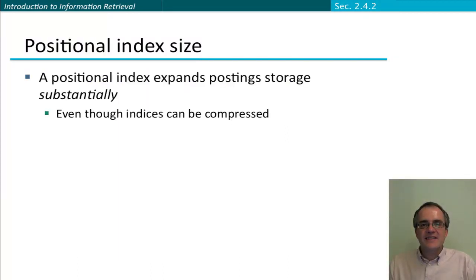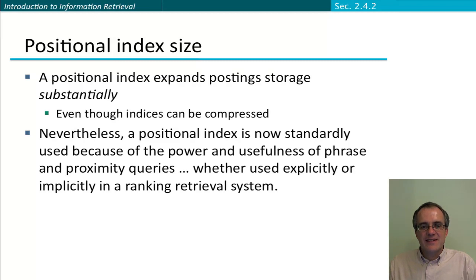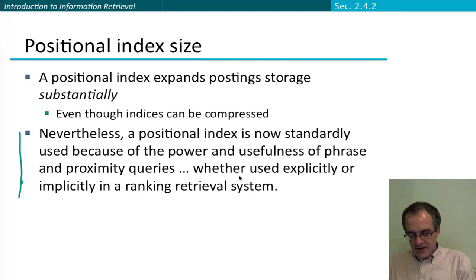So a positional index is great because it allows us to answer phrase queries and proximity queries, but there's a cost to a positional index, which is that our postings list just got a lot larger, because rather than only storing document IDs, they're storing document IDs and the offsets of tokens within the document. And that's a major factor, even though indices can be compressed. Nevertheless, it's now completely standard to use a positional index because of the power and flexibility you can get from handling phrase and proximity queries.